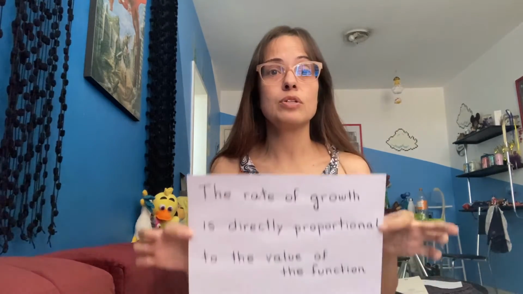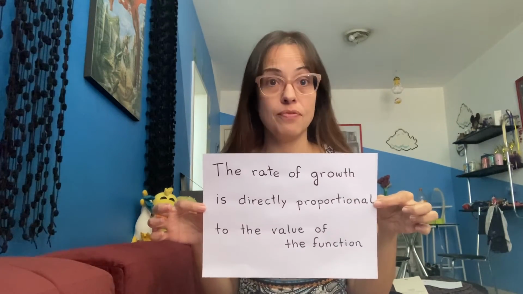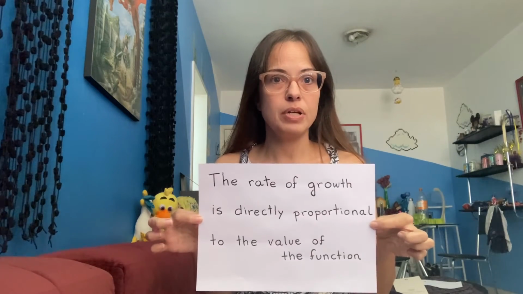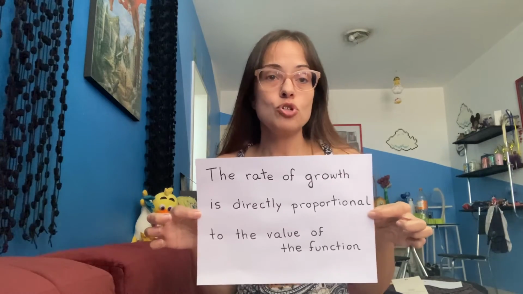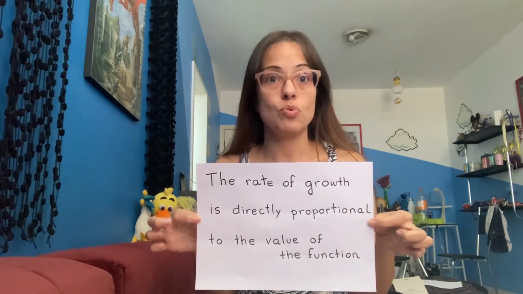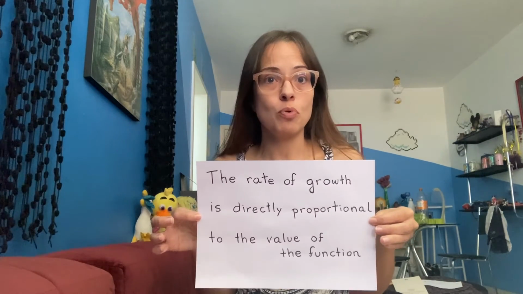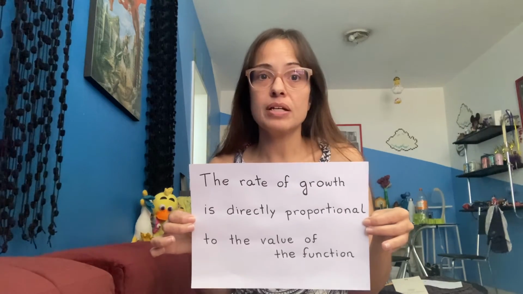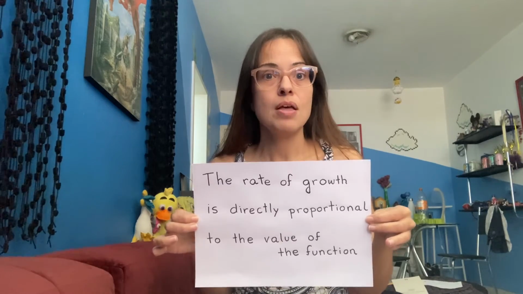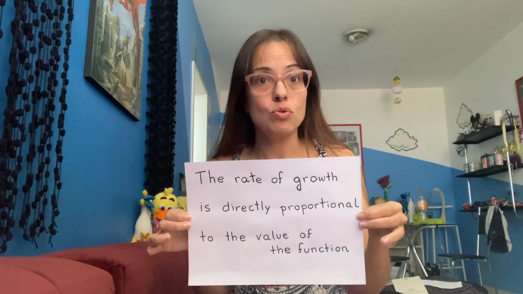So the third definition that I'm going to show you is actually the correct one. The rate of growth is directly proportional to the value of the function. This is extremely important because this is how you're going to recognize in a given real-life context whether you should think of exponential growth for that situation or not. Is the thing that you're studying growing at a speed that is proportional to how much of it you have right now? That is the defining characteristic of exponential functions. The rate of growth is directly proportional to the current value of the function.